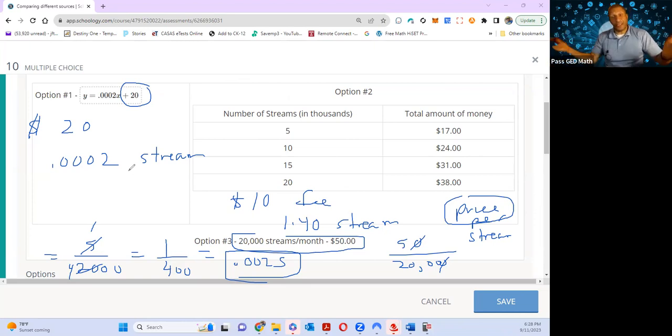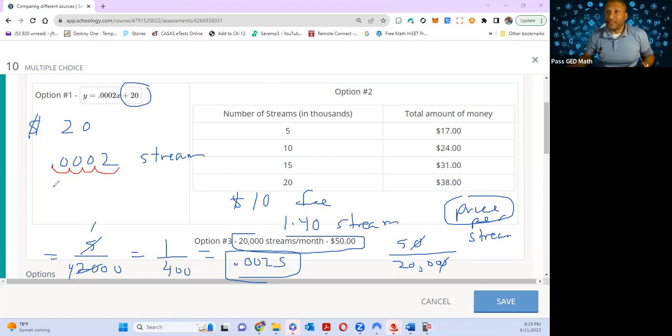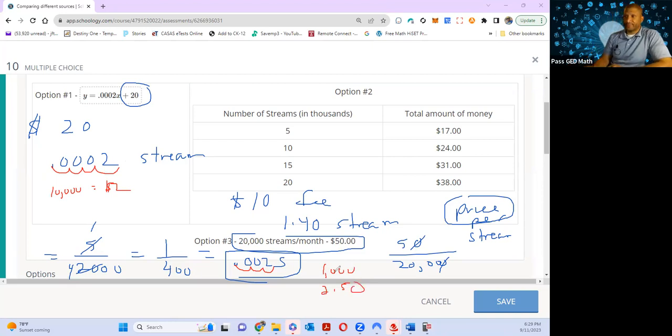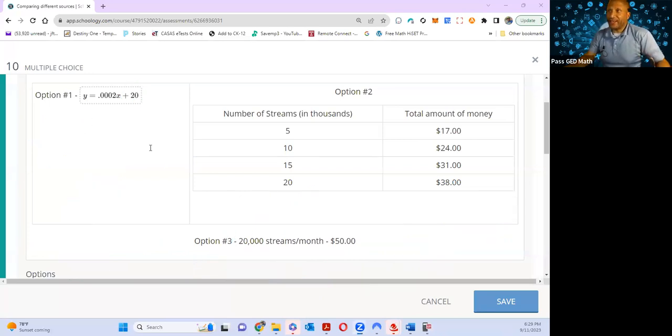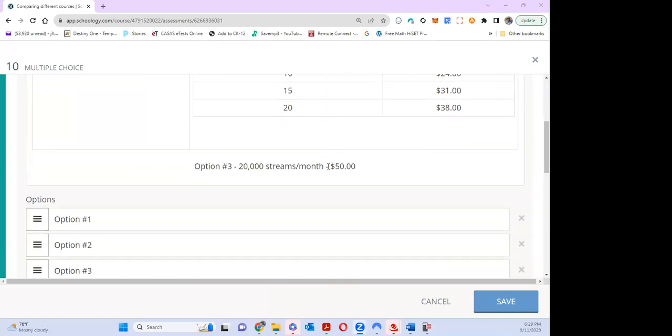So that means, again, okay, how do I make sense of that in real life? Okay, one, 2, 3, 4. That's 20. That means 10,000 streams for $2. 1, 2, 3. That's $2.50. 1,000 streams for $2.50. So this is how you make sense of linear equations. They could give it to you as an equation. They could give it to you as a table. They could give it to you as a ratio.